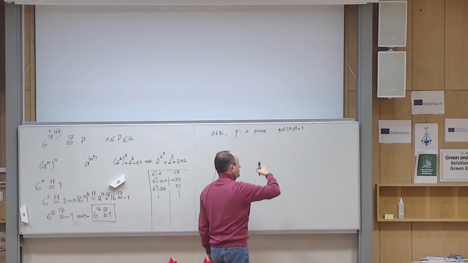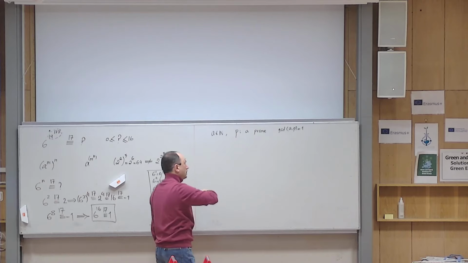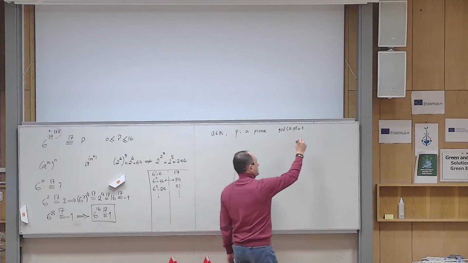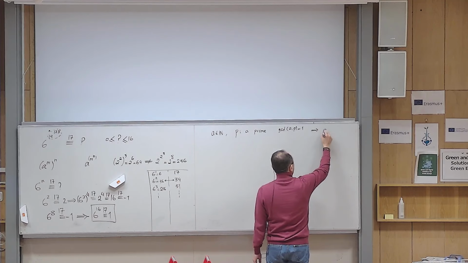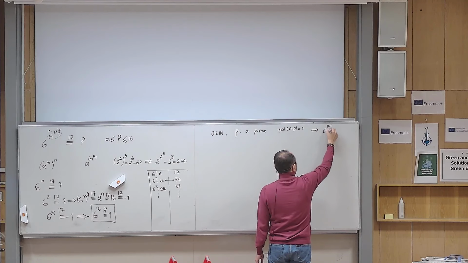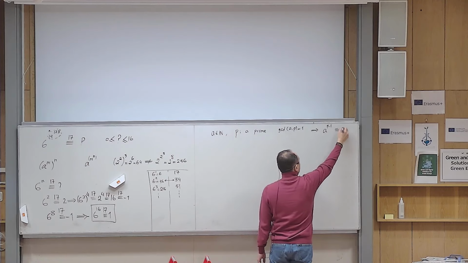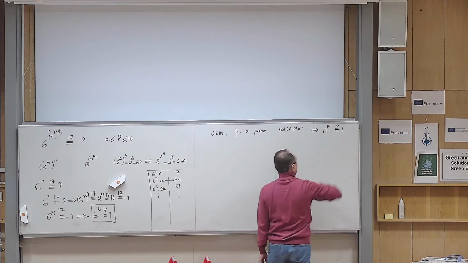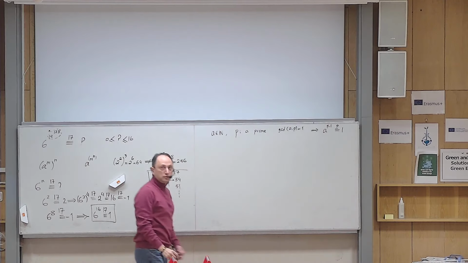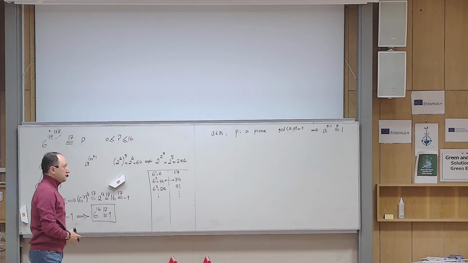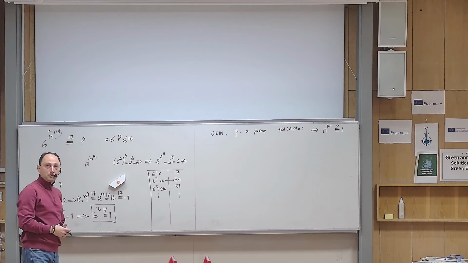it means that A and P are relatively prime or co-prime numbers. Then Fermat was able to show that A to the power of P minus 1, this prime number one unit less, is congruent to 1 modulo the prime number. Extremely beautiful and simple theorem. The statement of the theorem is very simple.